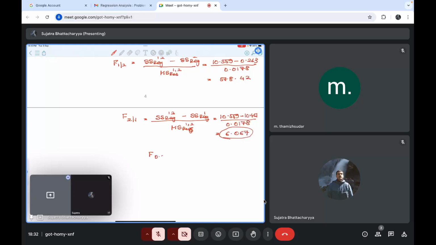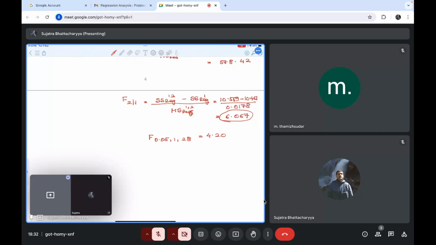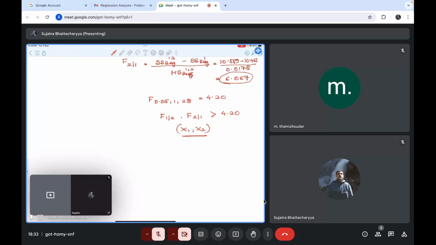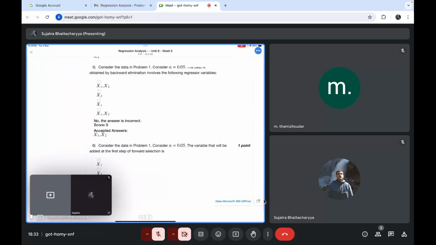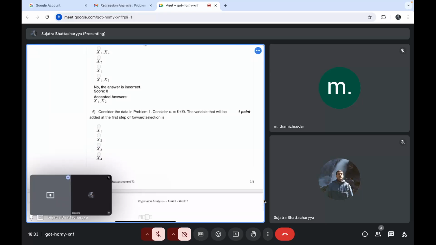Okay. So F.05, 1 comma 28. This gives you 4.20. Okay. So we can see that both F1 in the presence of 2 as well as F2 in the presence of 1 is greater than 4.20. Therefore, x1 and x2 will be our best replacement. Okay. So final answer is x1, x2. So as you can see in the question, the best replacement is x1, x2 for the fifth question.